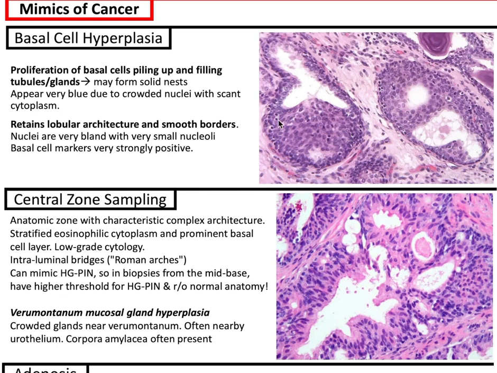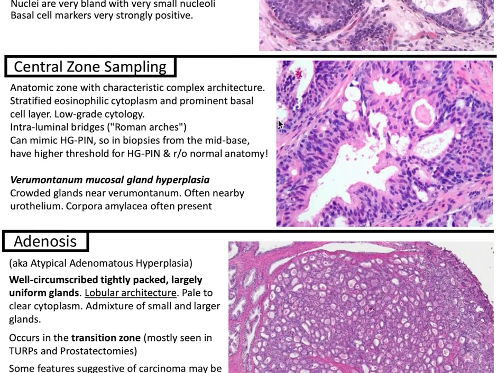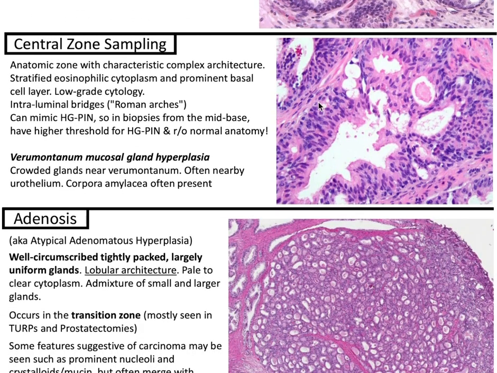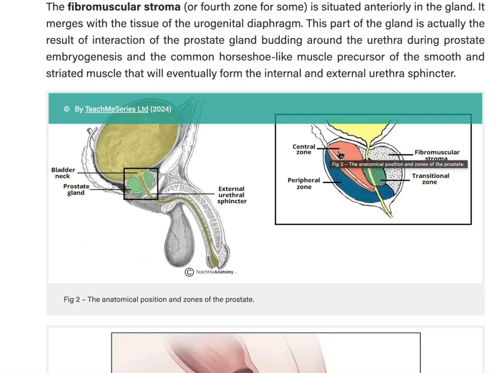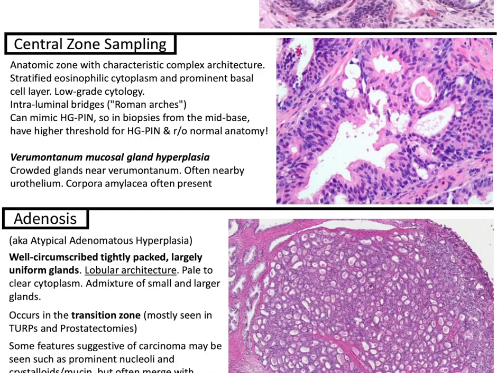Nuclei are very bland with very small nucleoli and basal cell markers very strongly positive. Central zone sampling, where you have your anatomic zone with characteristic complex architecture. So let's go back to our prostate gland anatomy. So here is our central zone right here. You can have prominent basal cell layer and low-grade cytology. You can have intraluminal bridges like Roman arches, and it can mimic high-grade PIN. So in biopsies from the mid-base, have a higher threshold for high-grade PIN and rule out normal anatomy.